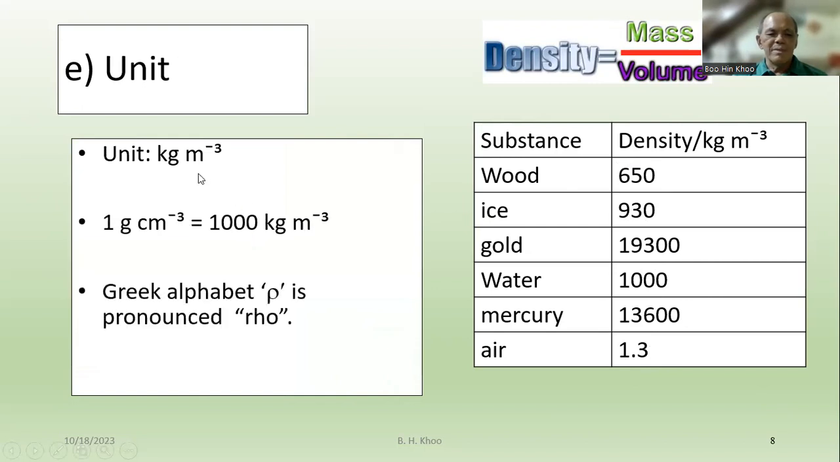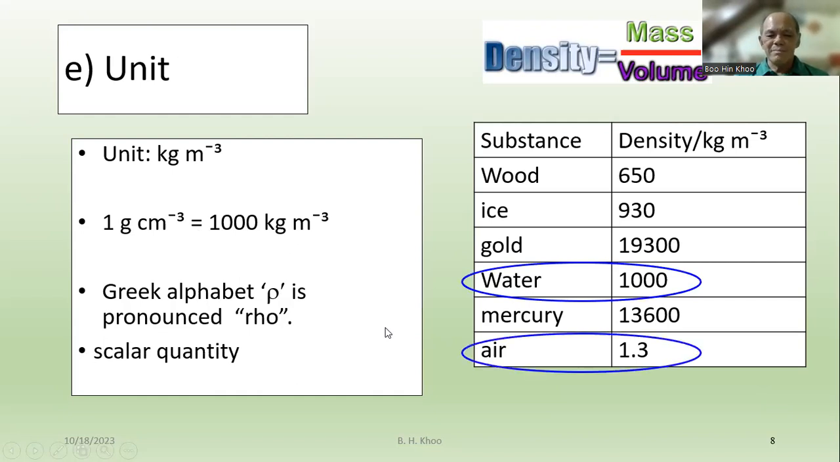Unit kilogram meter minus 3; 1 gram cm minus 3 equals 1000 kilogram meter minus 3. The symbol is a Greek alphabet called rho. It's a scalar quantity. Memorize that, memorize that. They can ask you.